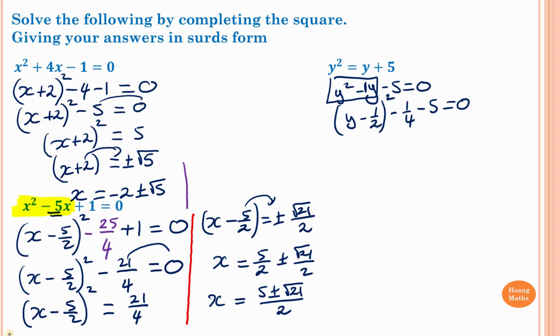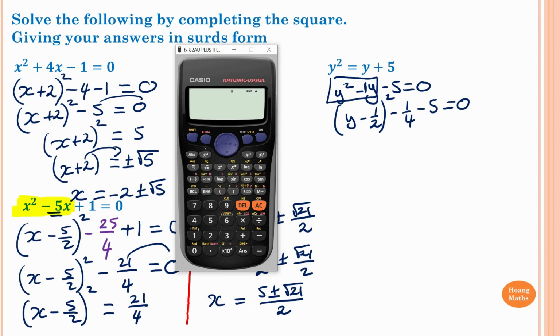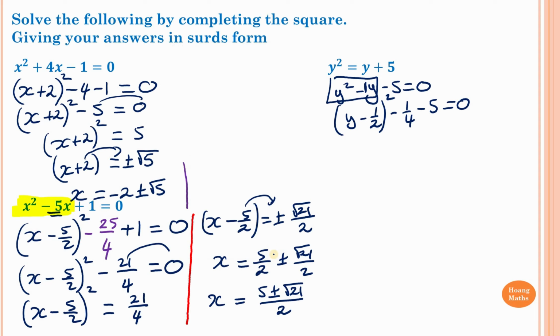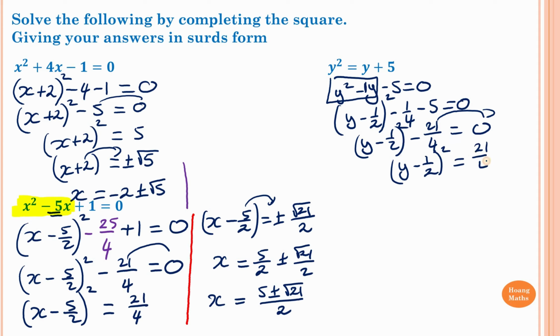Now, to simplify, I simply use the calculator. So I can just write minus 1 over 4, and then minus 5. So that equals negative 21 over 4. So I just write this down. So that means y minus a half all squared minus 21 over 4 is equal to 0. And then I move this on this side. So this means that y minus a half all squared is equal to 21 over 4.